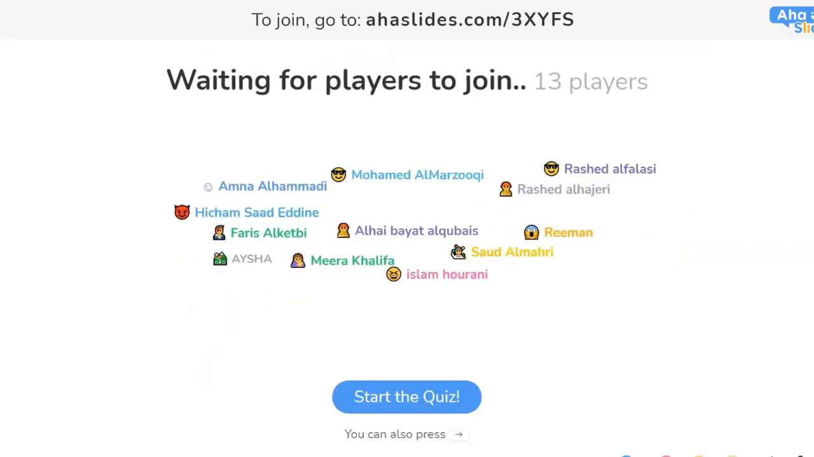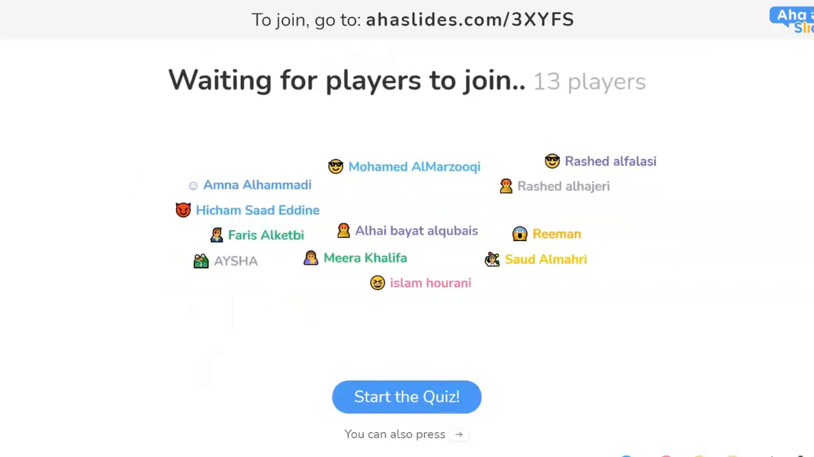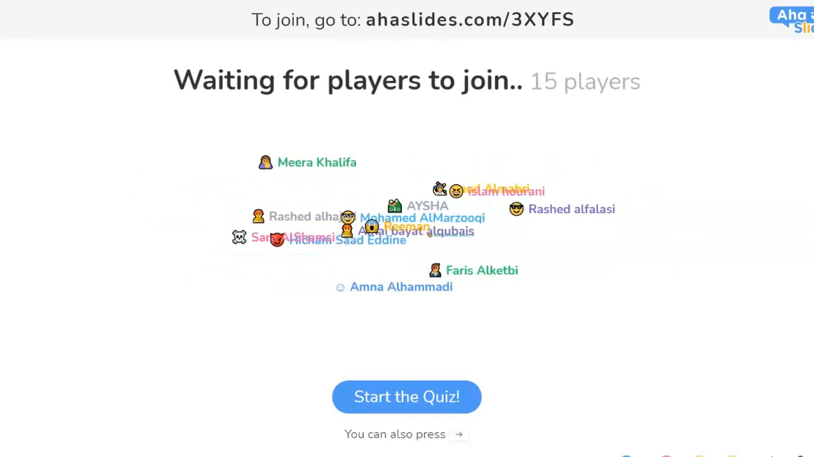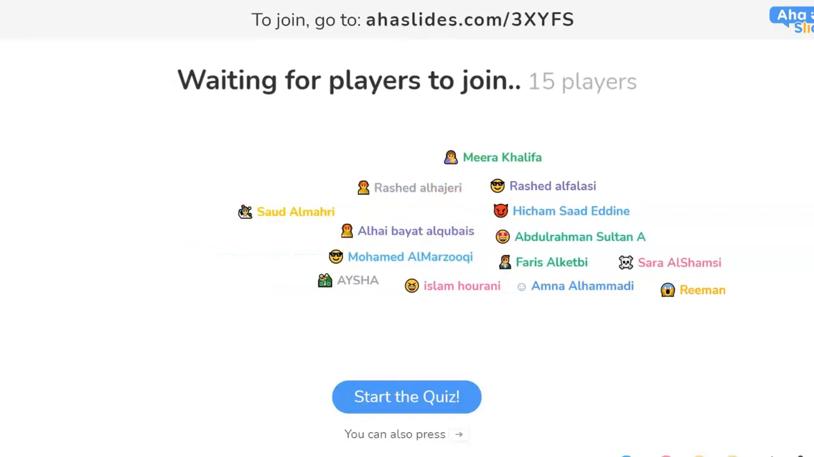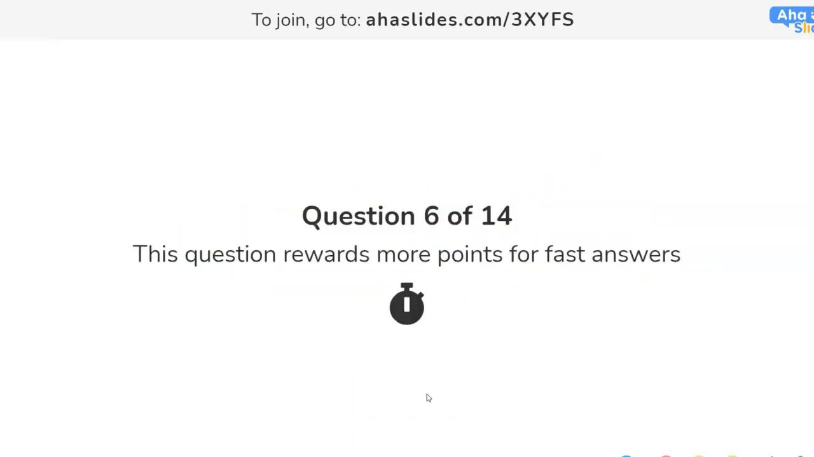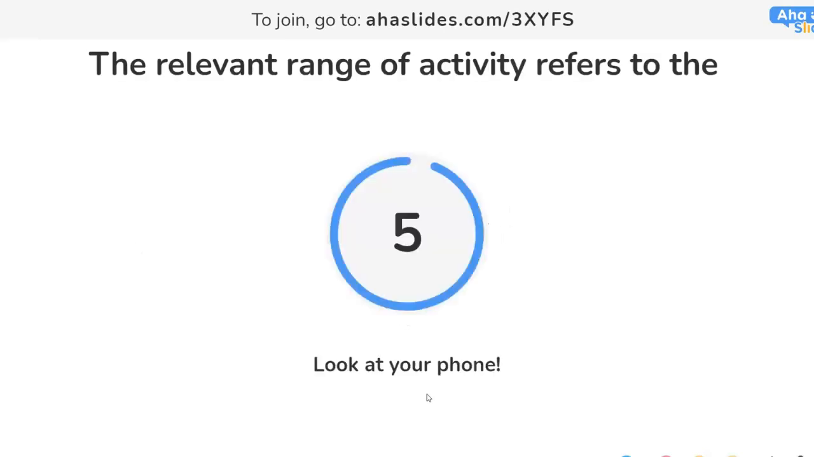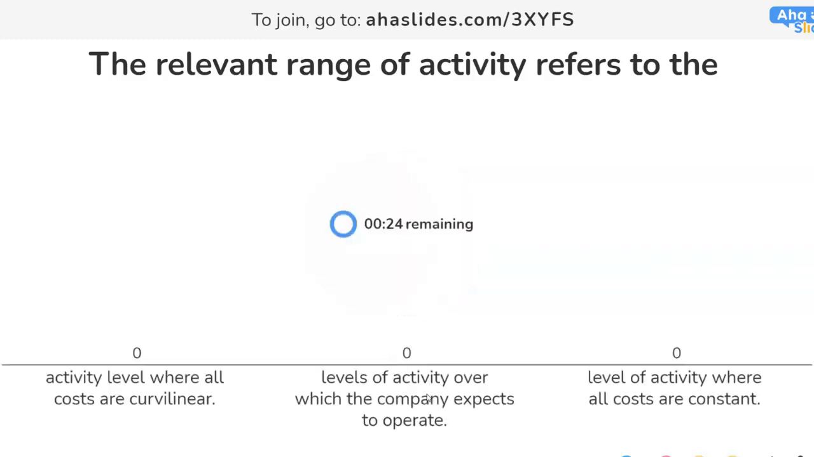Good, good. By the way, that's a good question about relevant range. Relevant range is a concept. The relevant range of activity refers to activity levels where all costs are currently eliminated. Levels of activity over which a company expects to operate.